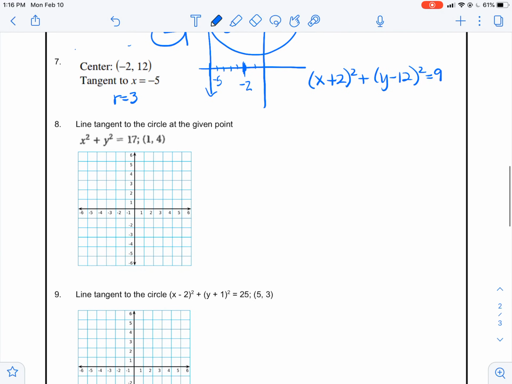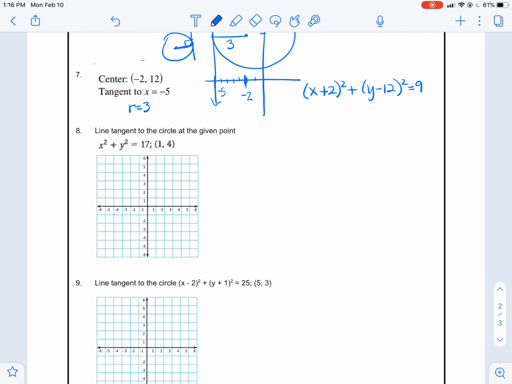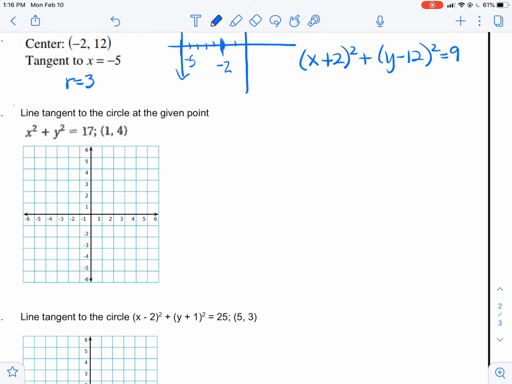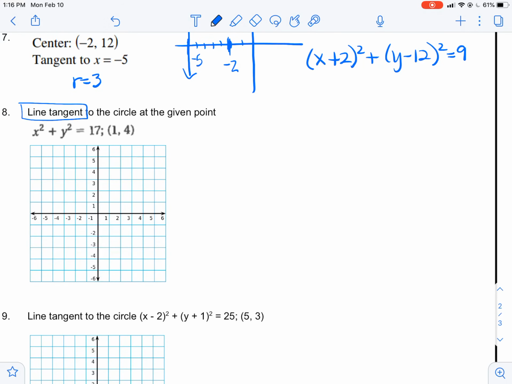So the next one says the line tangent to the circle at the given point is what we're wanting to find. So we're not finding the equation of the circle, but we're going to find the equation of the line. So first off, we're centered at the 0, at the center, and my radius is going to be the square root of 17, which is just going to be a little bit over 4. So I'm just going to barely put it over 4.